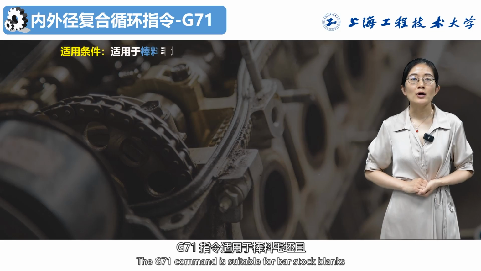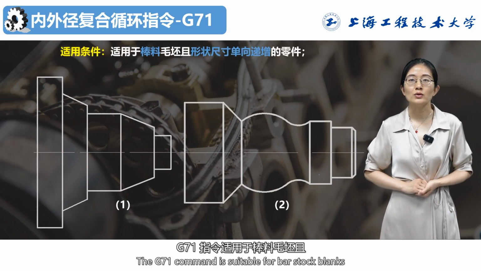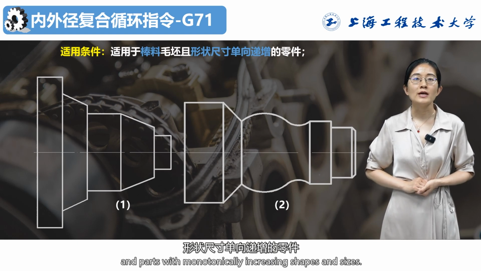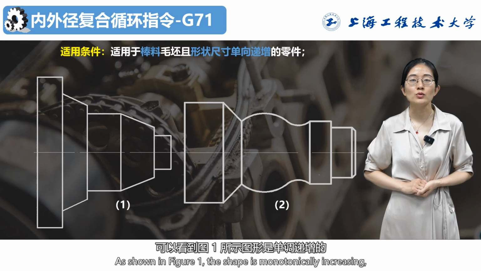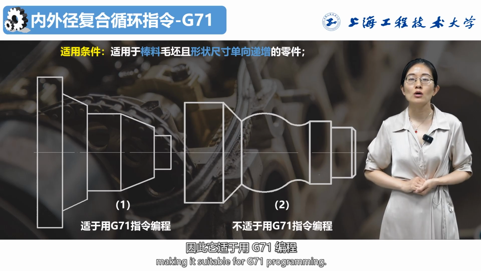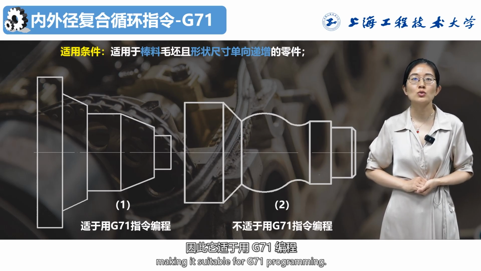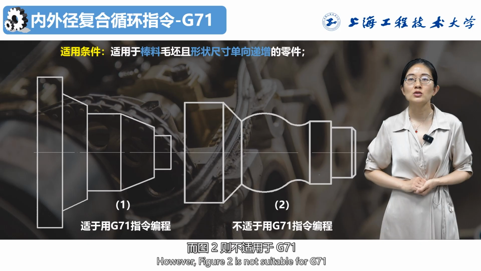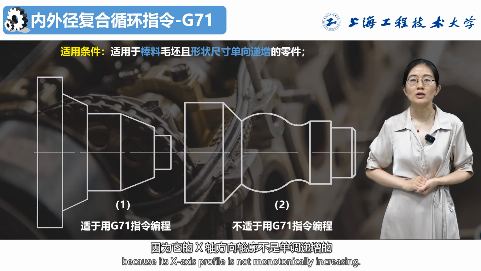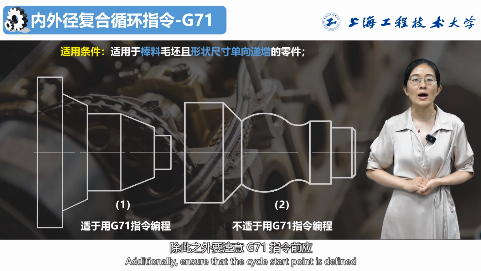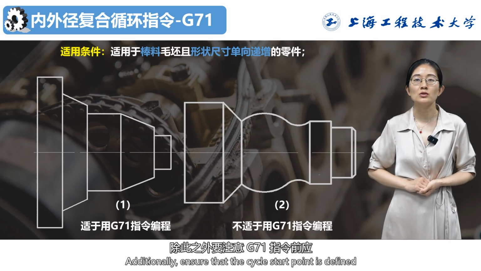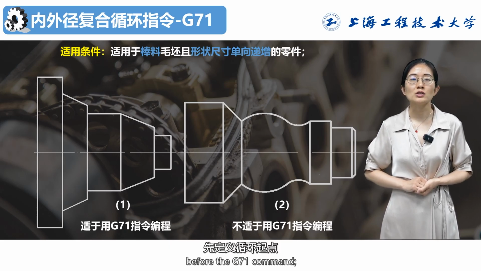ignored. The G71 command is suitable for bar stock blanks and parts with monotonically increasing shapes and sizes. As shown in Figure 1, the shape is monotonically increasing, making it suitable for G71 programming. However, Figure 2 is not suitable for G71 because its X-axis profile is not monotonically increasing. Additionally, ensure that the cycle start point is defined before the G71 command.